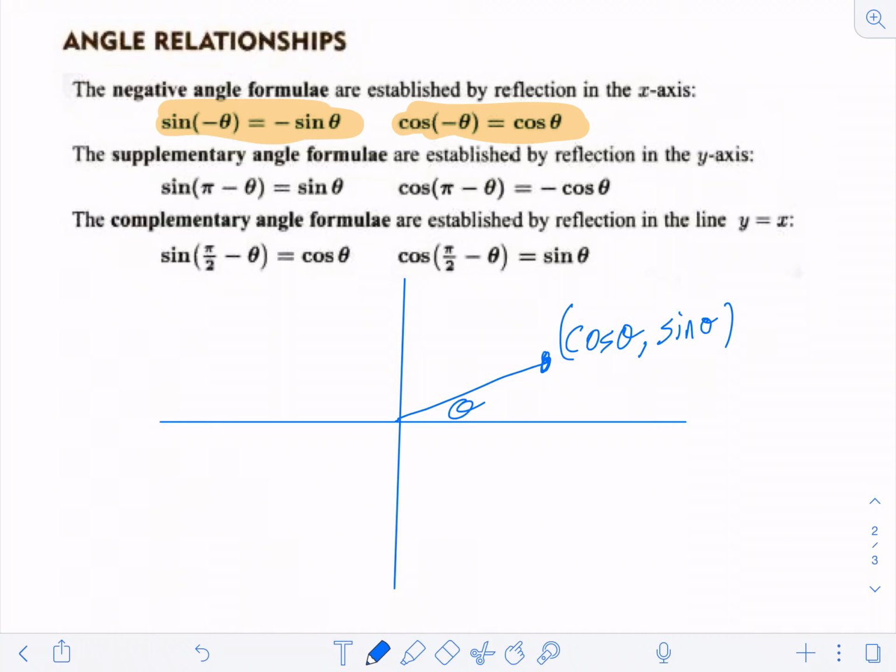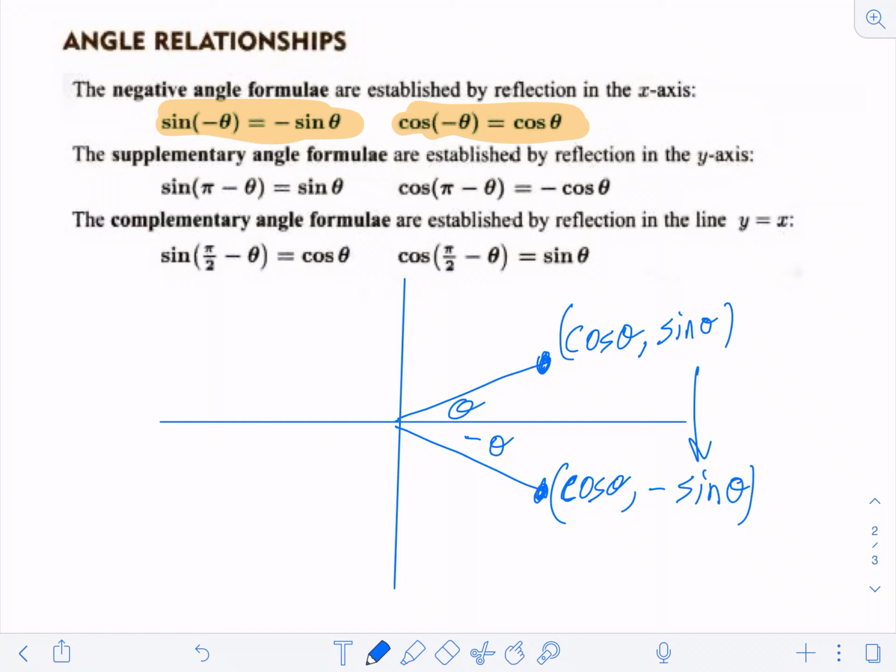What happens if I look at negative theta? So if I look down here, which is going to be negative theta, then what happens? Well, sine of negative theta is going to be the negative sine of theta. That's what the first expression is saying. But what about cosine? The cosine of negative theta is still going to be the same as the cosine of theta, right? Because the x value doesn't change as I go down and flip it below the x-axis, but the y value changes. So that's where those first two expressions come from.